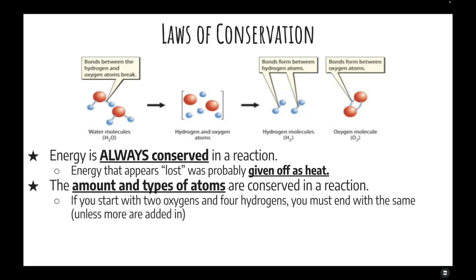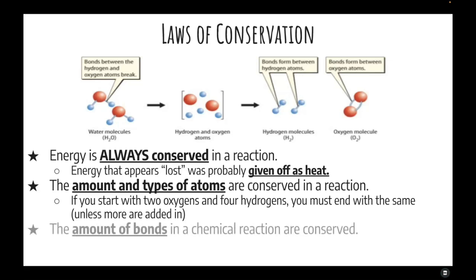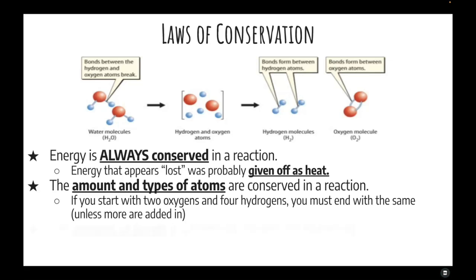So for example, if you start with 2 oxygens and 4 hydrogens, you must end with the same amount, 2 oxygens and 4 hydrogens. I'm sure you guys have done this when balancing equations. You always end up with the same amount of atoms you started with. Atoms are rearranged. Again, they're not created or destroyed. And that's, again, why we balance out equations.